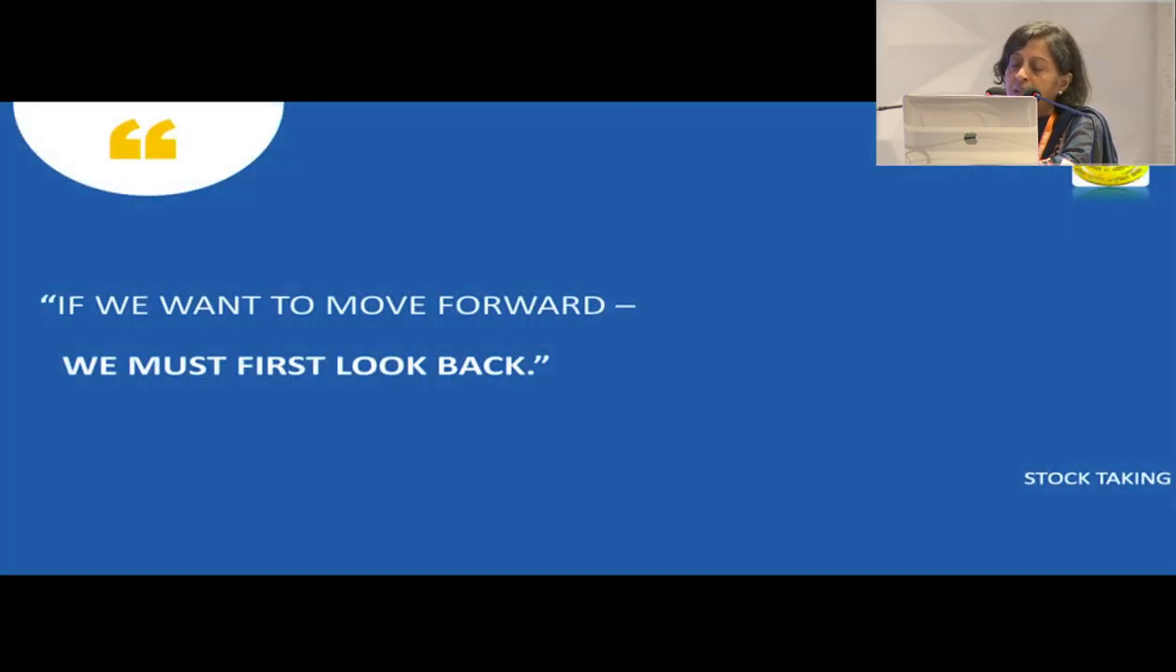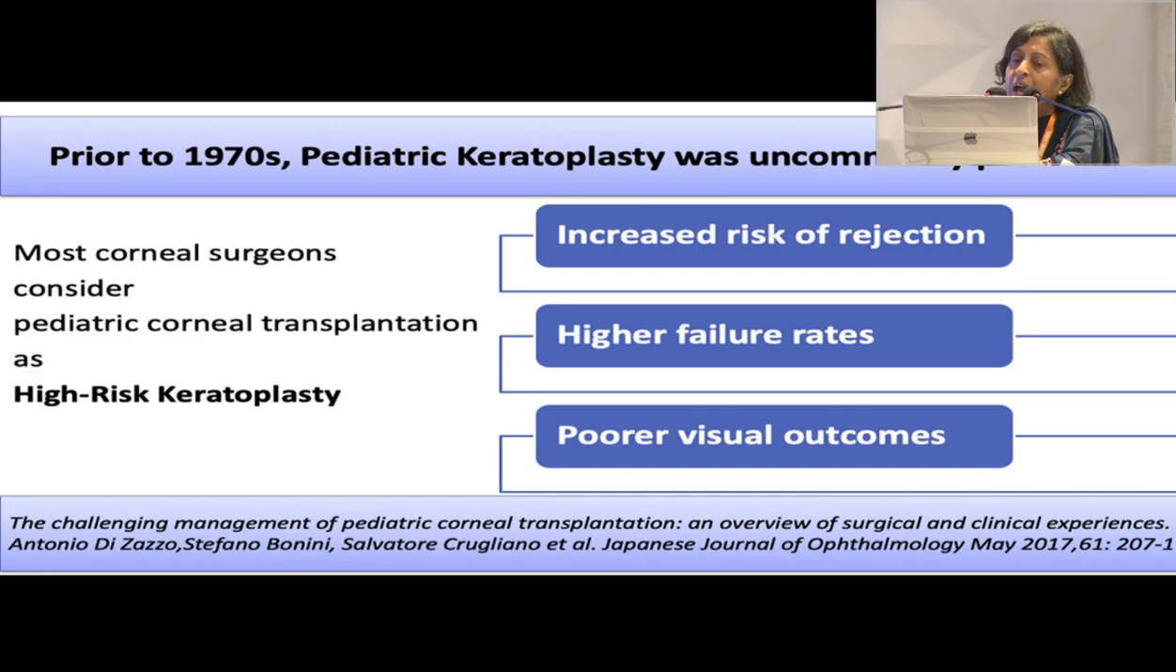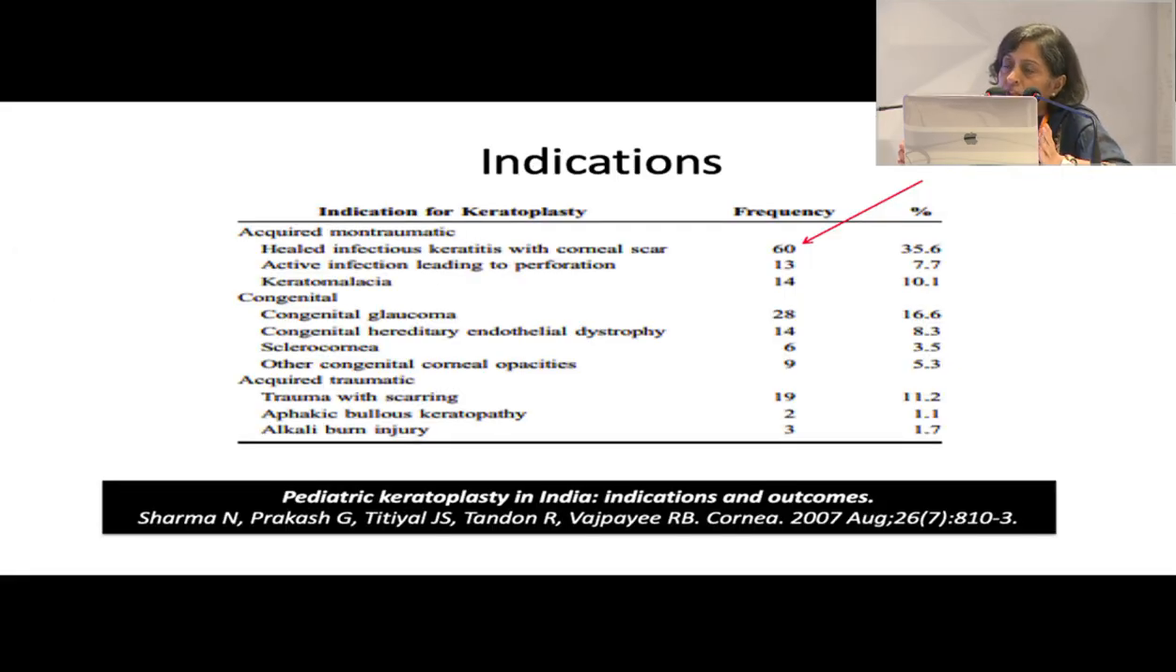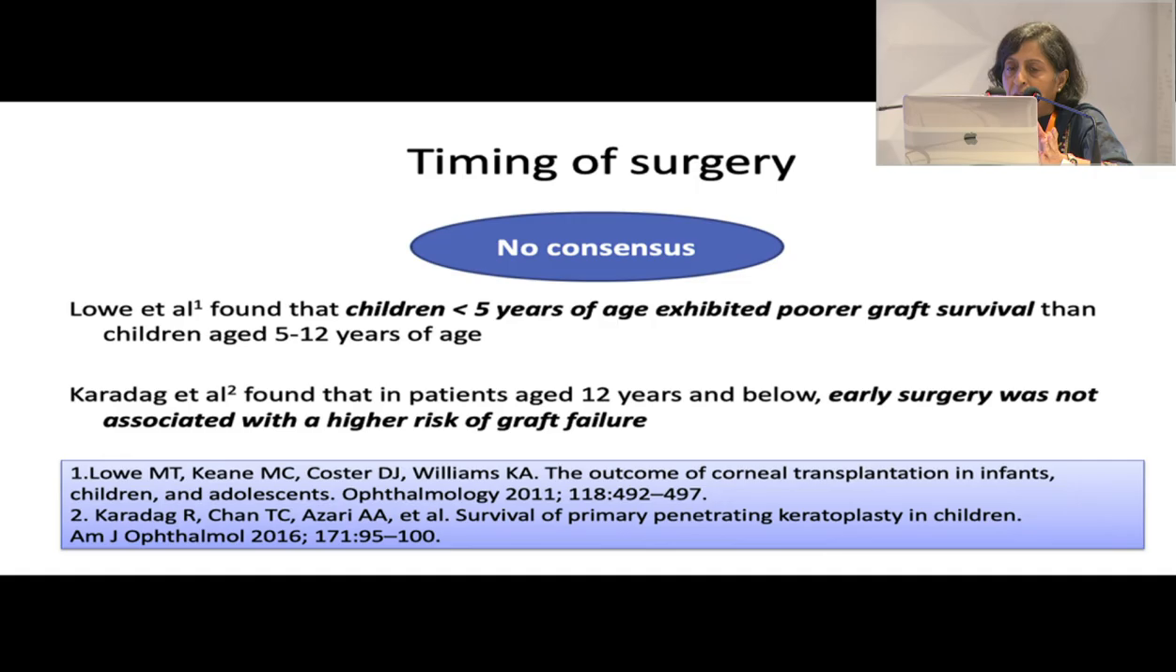The other thing we need to be aware of from the past is the increased risk of rejection, failure rates, and poor visual outcome, which used to be generally accepted. Now let's talk about the increased risk of rejection. From the past, we should know the rate of rejection. We know it's high, there's no doubt about that. Now the timing of surgery, again, there is no general consensus depending upon which way you look at it, but as of today, as early as possible.